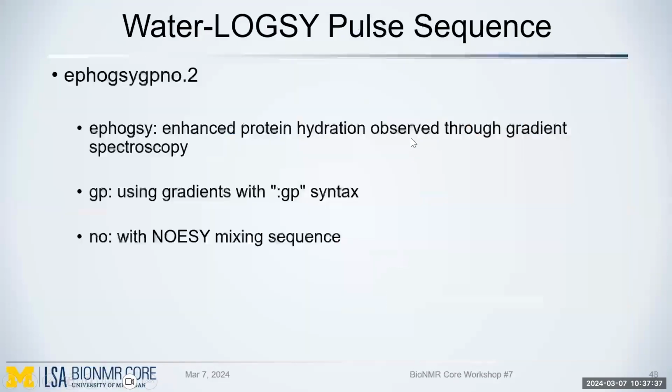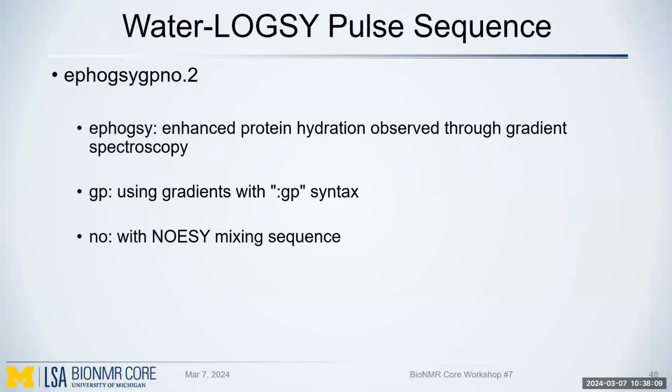Let's look at the meaning of this pulse program. ICONNMR stands for Enhanced Protein Hydration Observed Through Gradient Spectroscopy. This pulse sequence initially was used to study protein hydration, and it is named in a way to run the Water-LOGSY experiment. GP stands for using gradients, NO stands for using the NOESY mixing sequence. This is exactly the same mixing sequence that we use for the NOESY experiment.